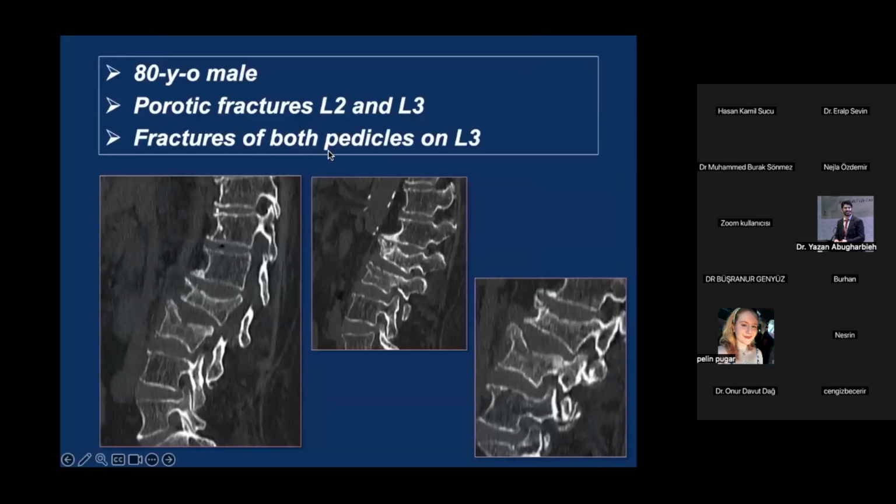So an example in an 80-year-old male who has a porotic L2 and L3 fracture. And so you can see these two fractures, which are fresh fractures, painful. And you can see on the most lateral sagittal reconstruction that there is a fracture of both left and right pedicles of the L3 vertebra.